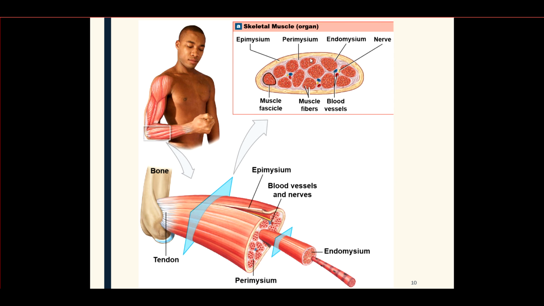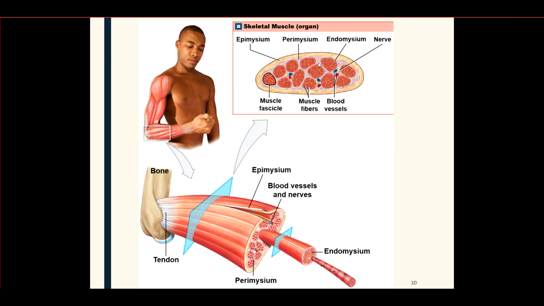Here's a bundle here. Each one of these bundles is referred to as a fascicle. Within the fascicle, we have these little circles here. These are the actual muscle cells, the muscle fibers that are running the length of the muscle. This is what I'm going to talk about in our next lesson. These fascicles contain anywhere from 10 to 100 muscle fibers.